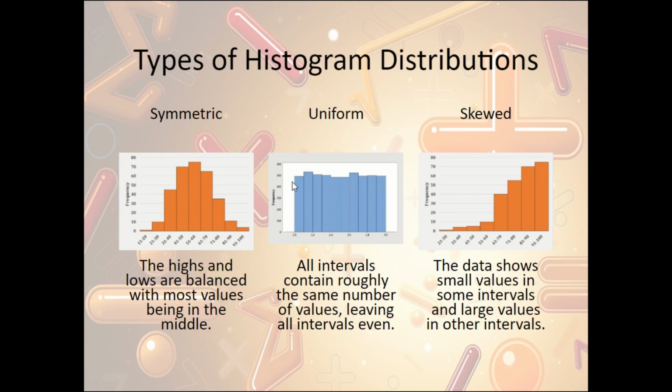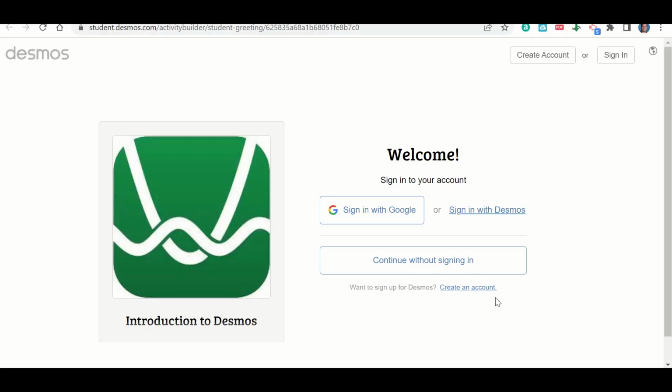Uniform is where they're almost all the same length. So all the way across, they're almost all exactly the same. Now that one might be a little lower, but they're almost all the same. And then skewed is where the data is really low on one side and really high on the other. So it could start low and go up, or it could start high and then come low. Those are skewed graphs.